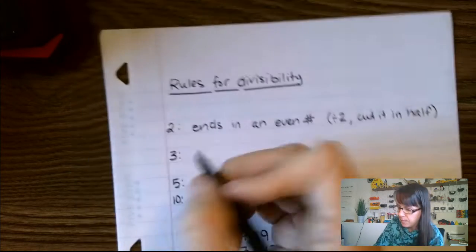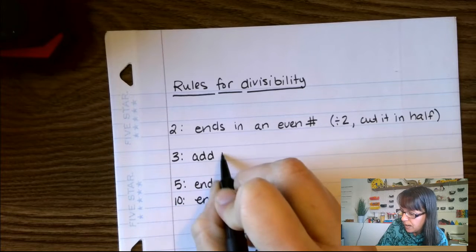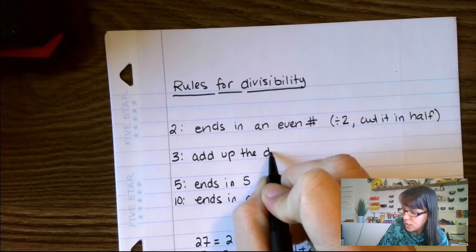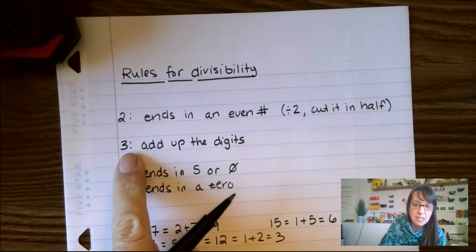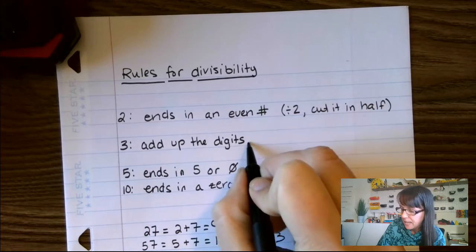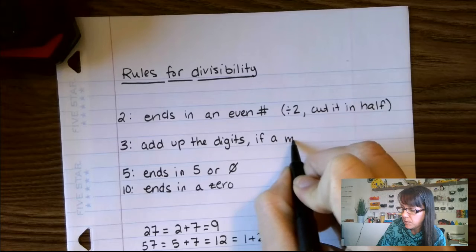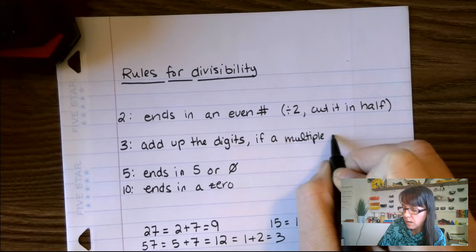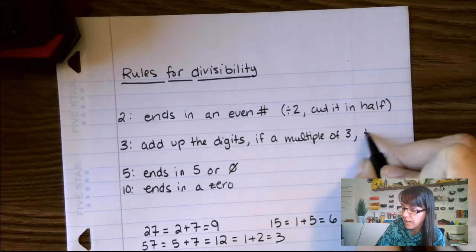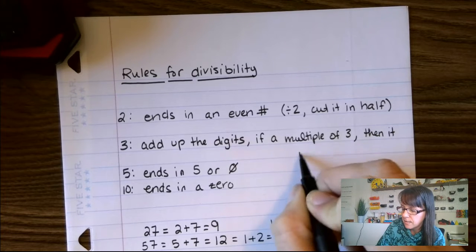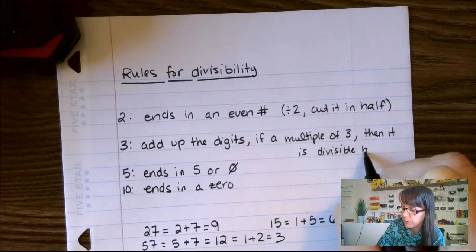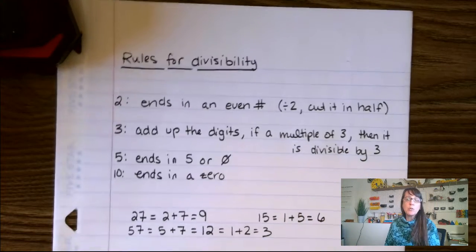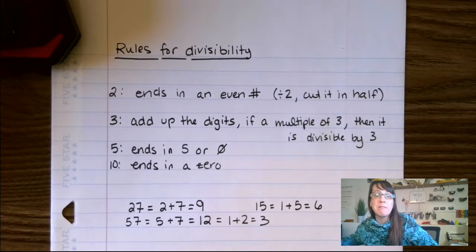Okay, so add up the digits. If the sum is a multiple of 3, then it is divisible by 3. All right, so these rules are going to be super important for when we're doing prime factorization.